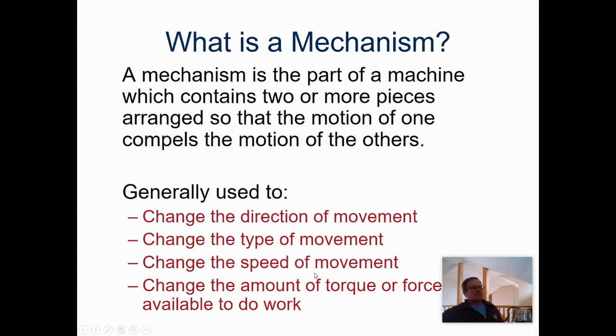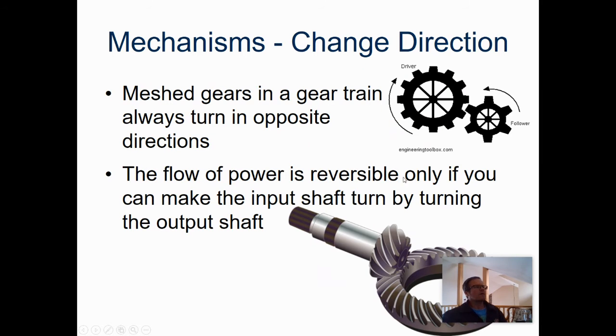Now, this says speed of movement. Yeah, we know it's the movement. And then down here it says torque or force. So here's the deal with that. Torque is the same as force. It's just that torque is when we talk rotary or circular motion, and force is in a straight line. So it's the same thing. So write those down. So those are the four things a mechanism can change: direction of movement, type of movement, speed, and torque.